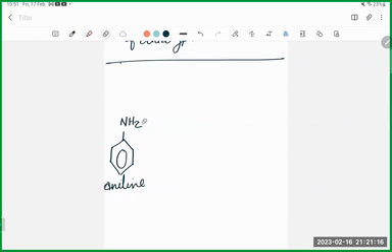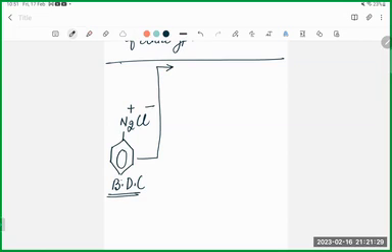What I'm doing, BDC, I'm writing. BDC, benzene diazonium chloride. So I'm writing a shortcut abbreviation so that we can save time. But in examination, do not write like this.